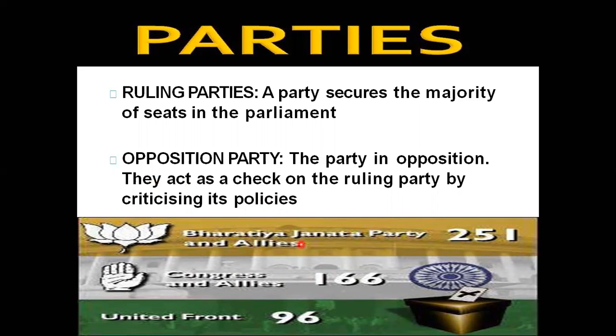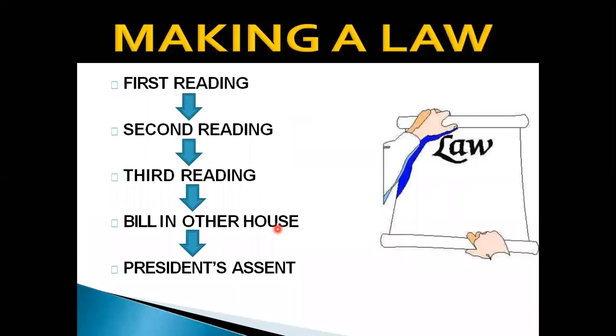See, for example, what is the difference between the UPA and NDA? The UPA means the United Progressive Alliance. NDA means the National Democratic Alliance. The United Progressive Alliance is nothing but the Congress alliance parties. The NDA, the National Democratic Alliance, is nothing but the BJP alliance.